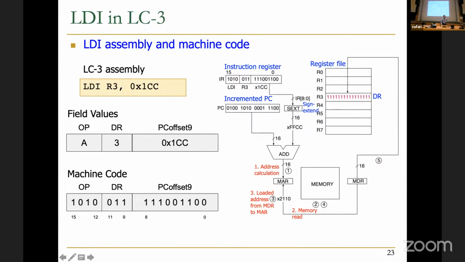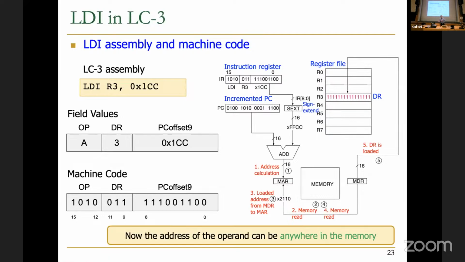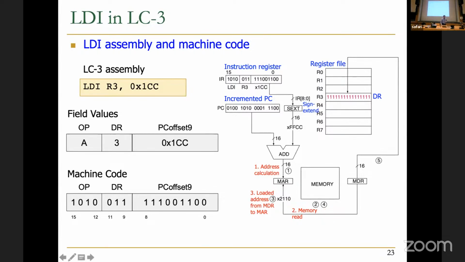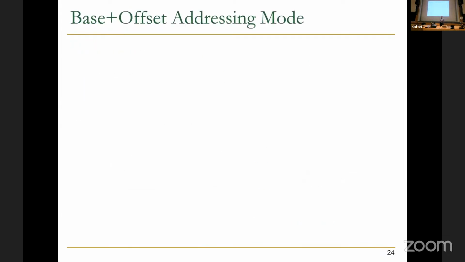Any questions? So this is an addressing mode that could be useful for pointer chasing. So if you're doing array accesses, for example, this actually is very useful. Okay, so another addressing mode that gives you a lot of addressing range, if you will, is base plus offset.